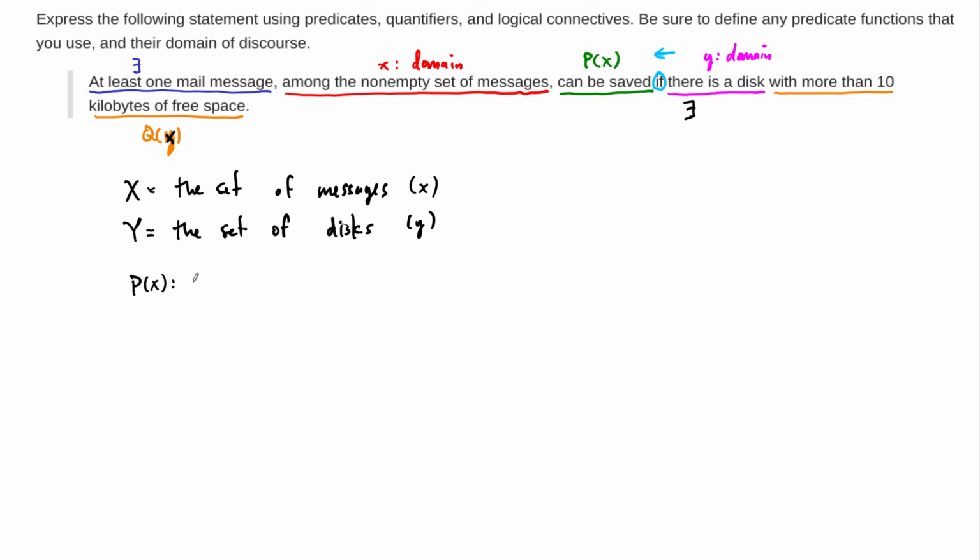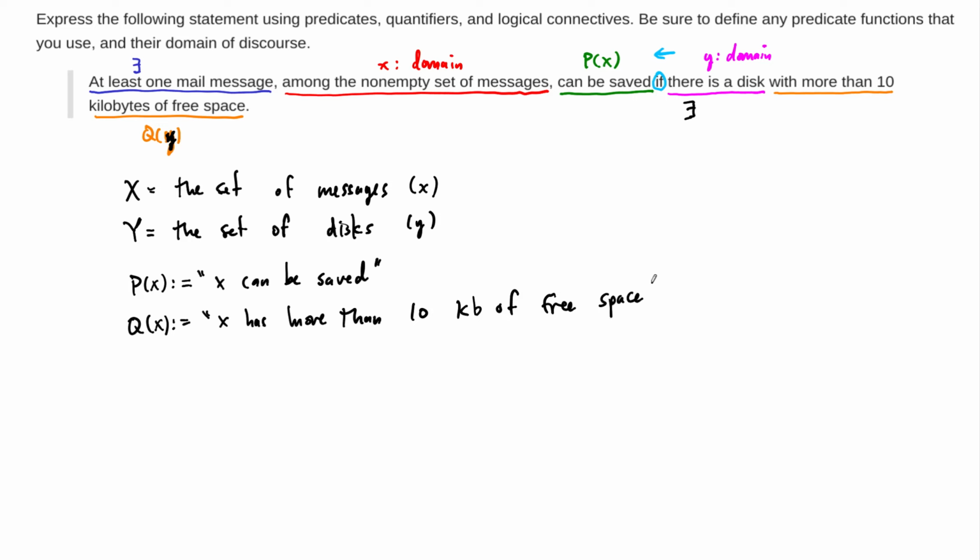So P of x, I should probably leave it as a y right there, and we'll define it with x down here. P of x is the statement that says x can be saved. So this is the propositional function that tells us that the message, in this case, can be saved. Q of x, I'll use the x here, says that x has more than 10 kilobytes of free space. All right, and then we just have to remember that actually instead of x, we're working on y, on this domain.